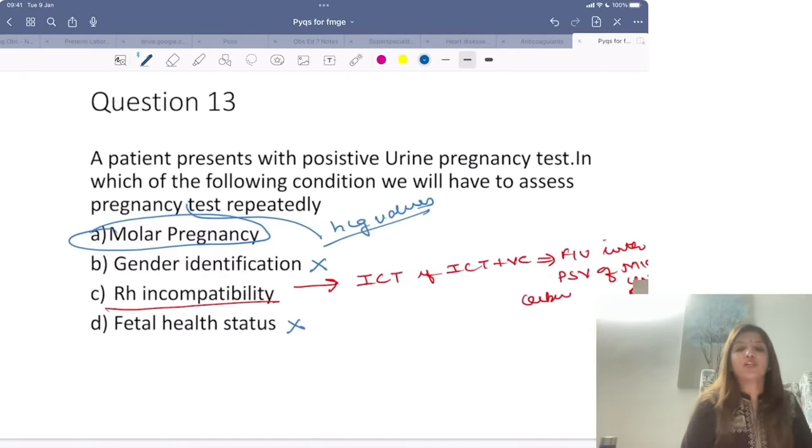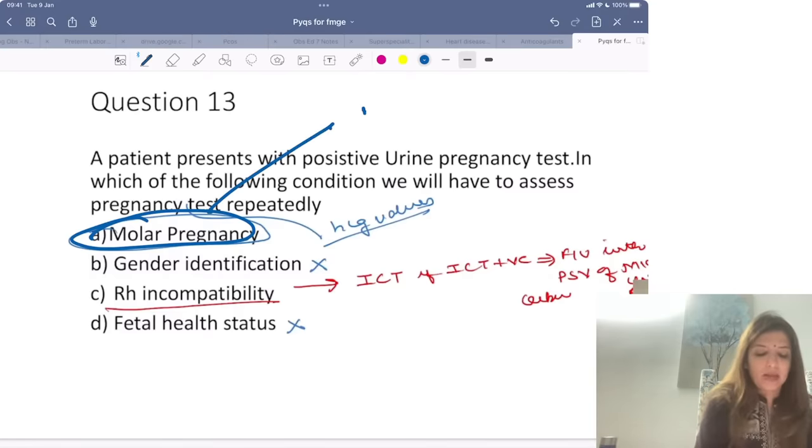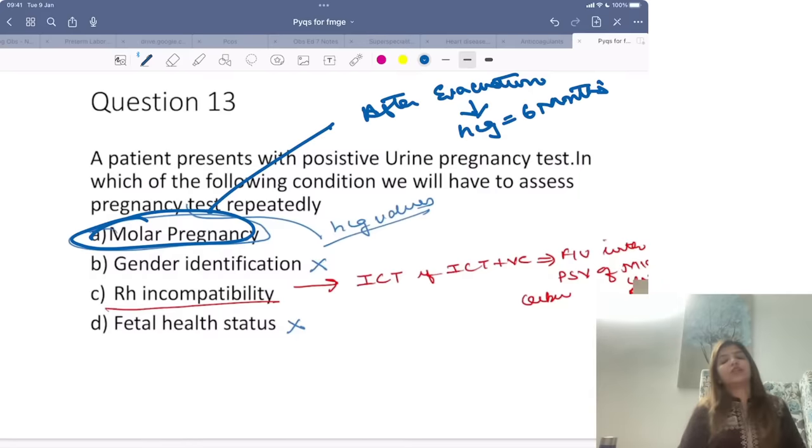In which of the following conditions will you have to assess the pregnancy test repeatedly? So, rather than saying HCG levels repeatedly, they are saying pregnancy test repeatedly. All of you know that in a case of molar pregnancy, after evacuation you have to do HCG levels up till 6 months. You have to monitor her HCG levels up till 6 months, right? So, in which condition do you have to assess her pregnancy test repeatedly? You have to do it repeatedly in molar pregnancy.